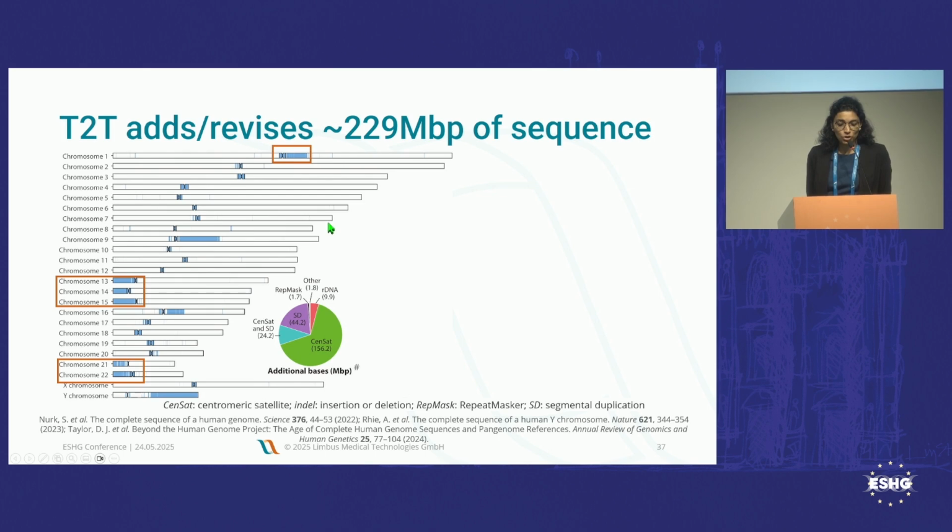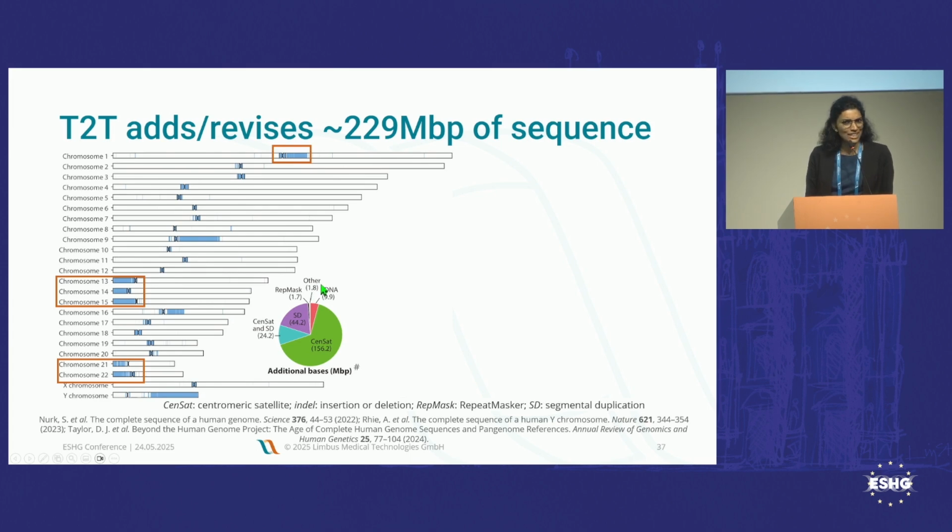When we talk about it in a region-specific manner, where does it come from? It is mainly in the centromeric satellite regions. It is also affecting segmental duplications. And part of it also goes to the rDNA, which was also previously not resolved.